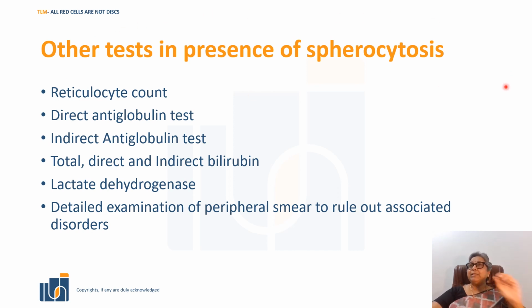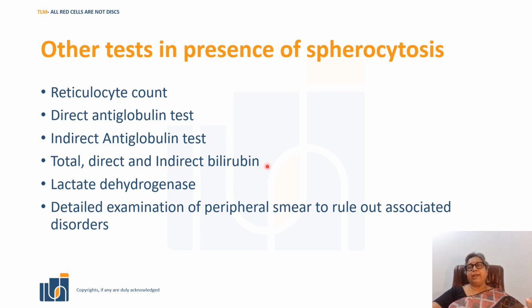Now, other tests in the presence of spherocytes. I'm reviewing a smear and I'm seeing plenty of spherocytes. What else should I do? Should do a retic count. Why do I do a retic count? An increased reticulocyte count is significant and it could signify hemolytic anemia. A direct antiglobulin test to know whether the hemolytic anemia is because of the presence of, say, drugs or anything else that could have triggered an antigen-antibody reaction giving rise to hemolysis. An indirect antiglobulin test is for similar reasons.